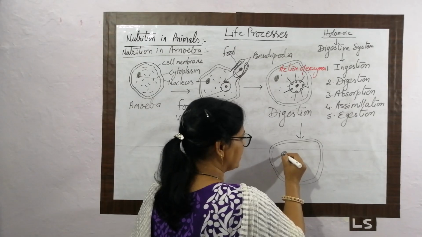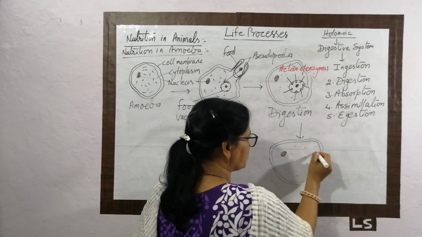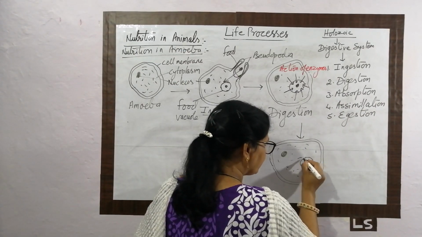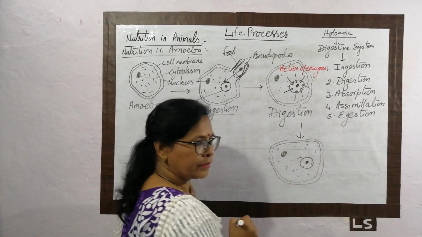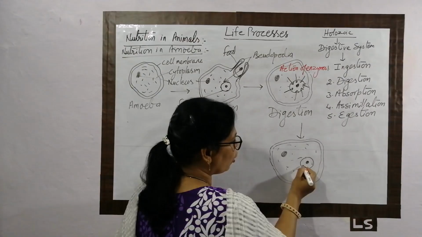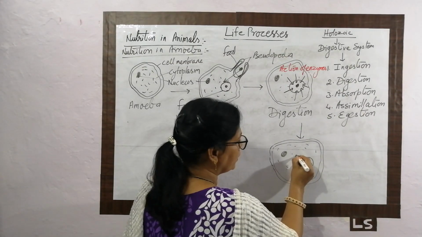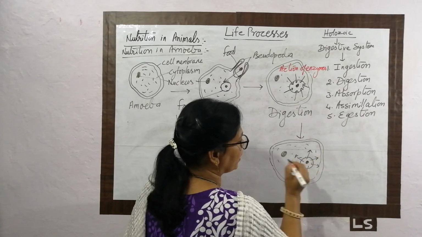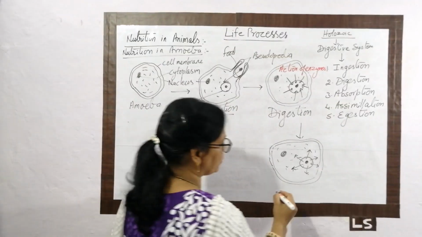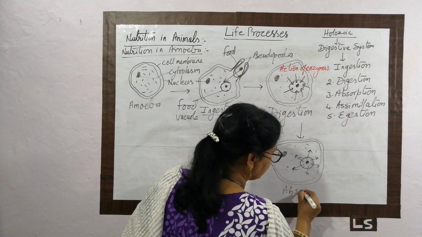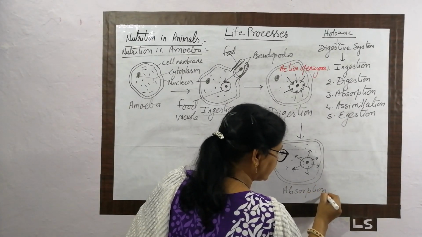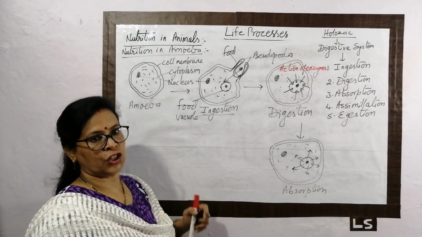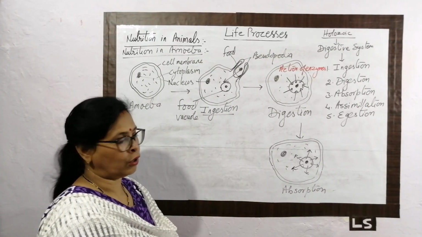This is the nucleus. The cytoplasm is present inside this membrane. This is the food vacuole, and now the food gets digested. When the food gets digested, all the nutrients formed are released or diffused out into the cytoplasm. It is called absorption. The cytoplasm absorbs all the nutrients formed after digestion by the process of diffusion.